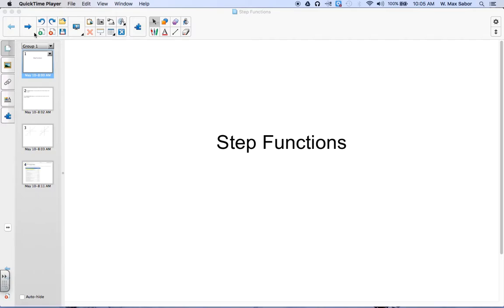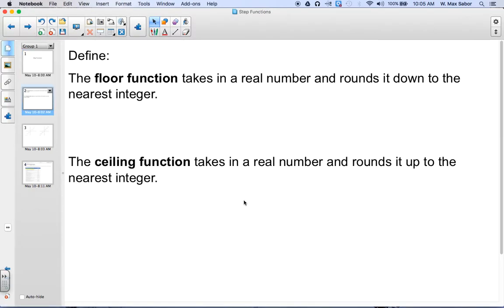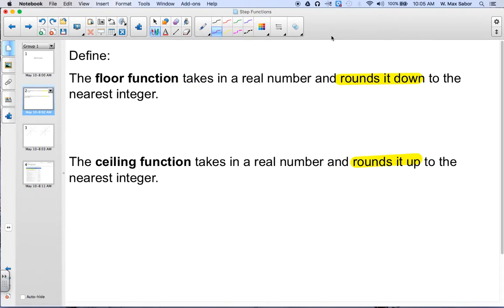Hi guys, today we're going to talk about step functions, which sound weird but aren't terribly difficult. The floor function takes in a real number and rounds it down to the nearest integer, and the ceiling function takes a real number and rounds it up to the nearest integer. Yes, those are their actual technical mathematical names, the floor function and the ceiling function. And all they do is round.